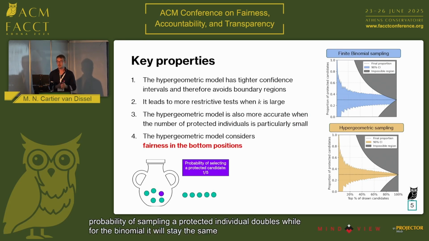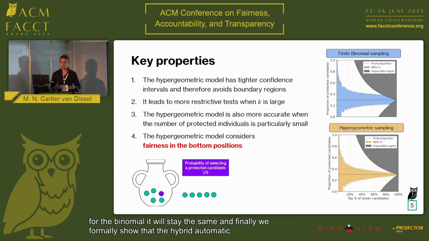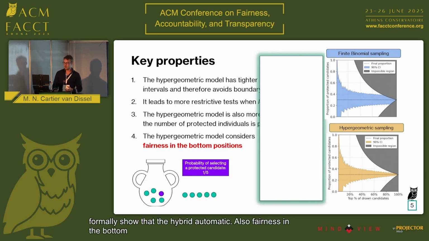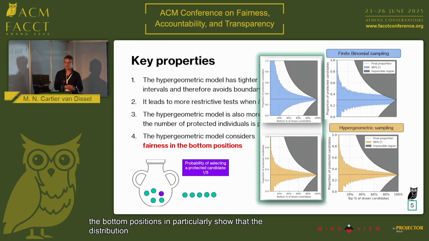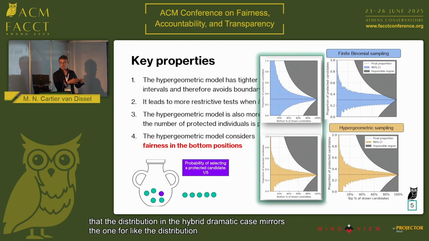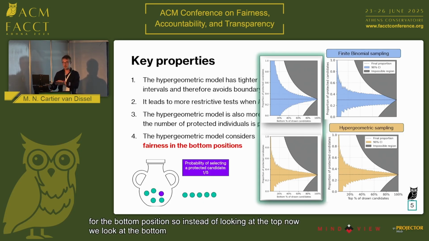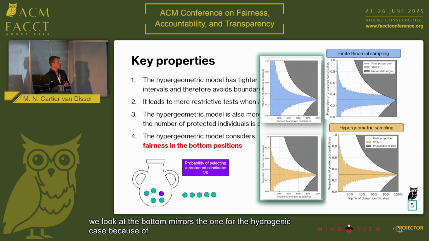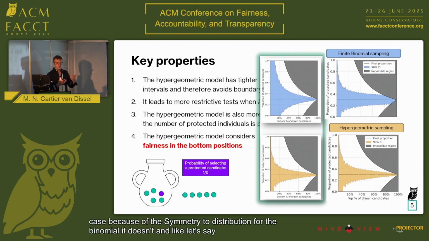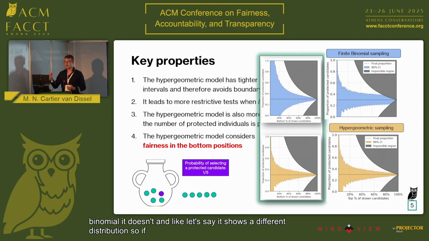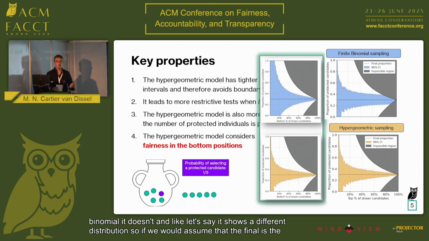And finally, we formally show that the hypergeometric model also considers fairness in the bottom positions. In particular, we show that the distribution in the hypergeometric case mirrors the one for the bottom positions. So instead of looking at the top, now we look at the bottom. It mirrors it because of the symmetry of the distribution. For the binomial, it doesn't, and it shows a different distribution. So if we were to assume that the finite binomial is the fair distribution, this wouldn't be the case.